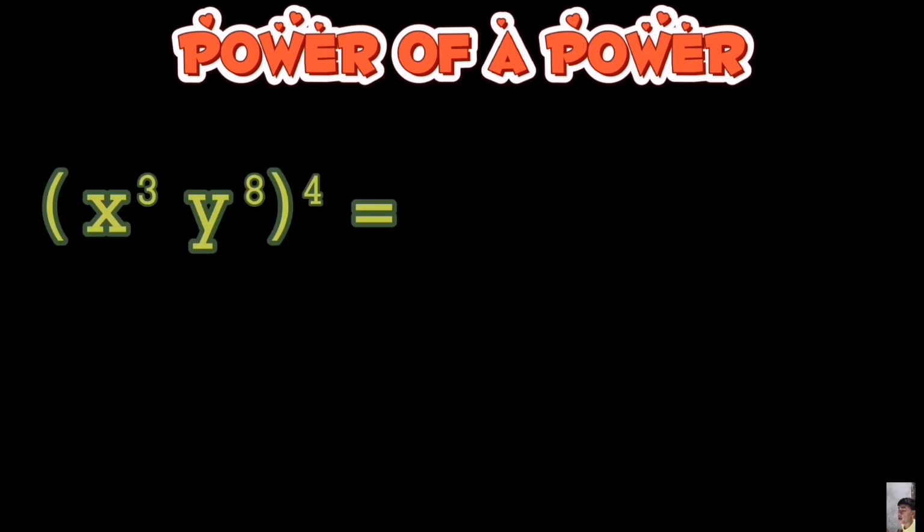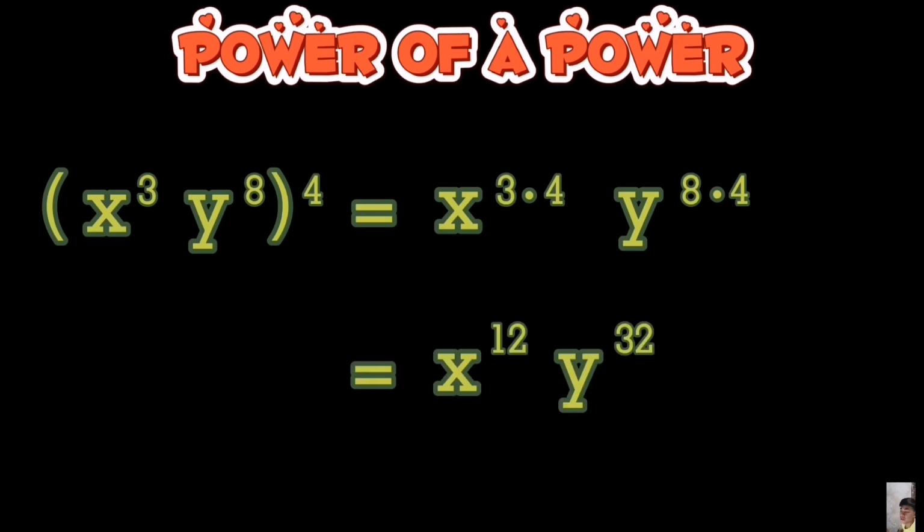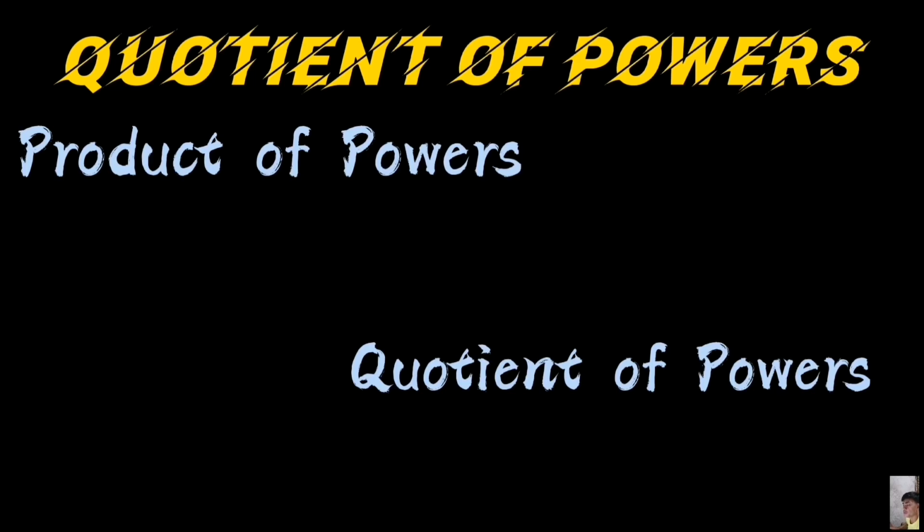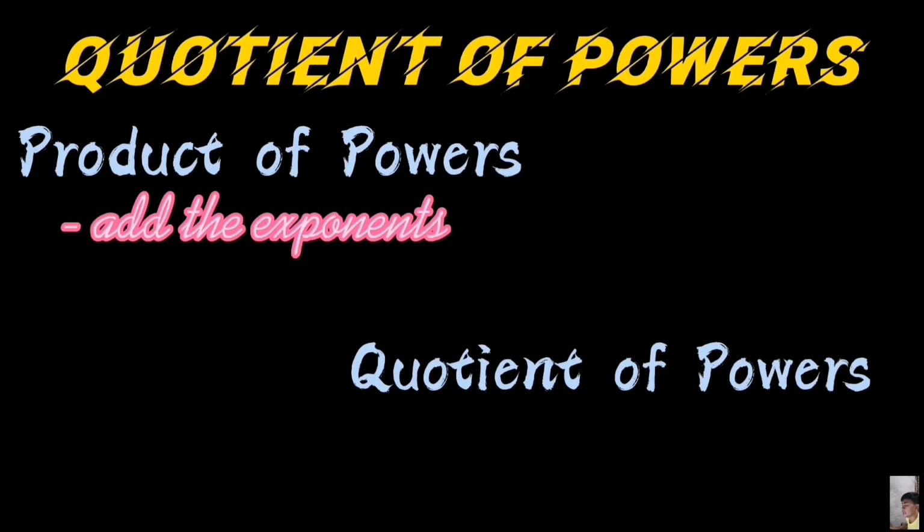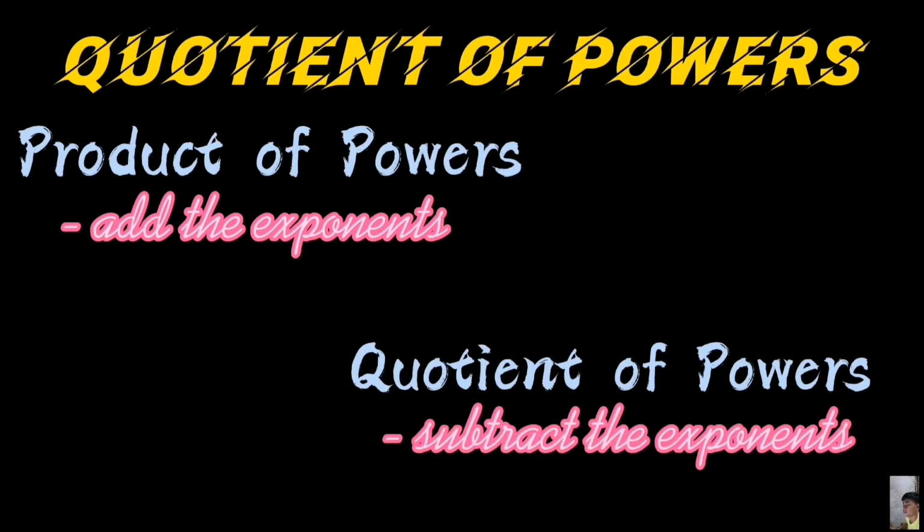So if we have x raised to 3, y raised to 8, the quantity raised to 4, we will have x raised to 3 times 4 and y raised to 8 times 4, giving us x raised to 12, y raised to 32. The next law that we will have is the quotient of powers. Well, this is just pretty much the inverse of our first law, which is the product of powers, meaning instead of adding their exponents, we do the reverse, so we subtract their exponents.